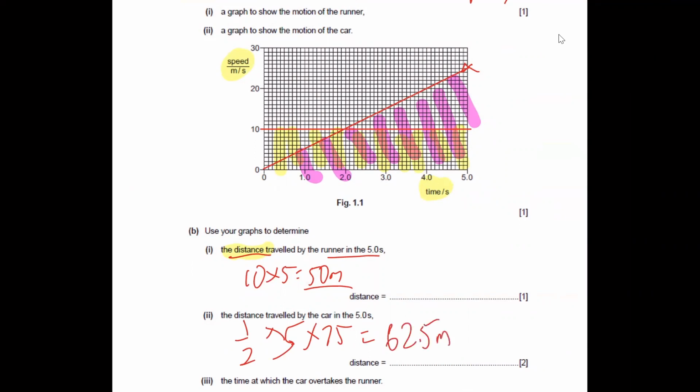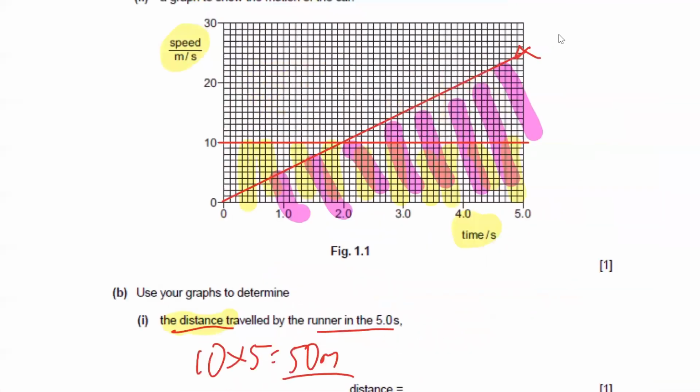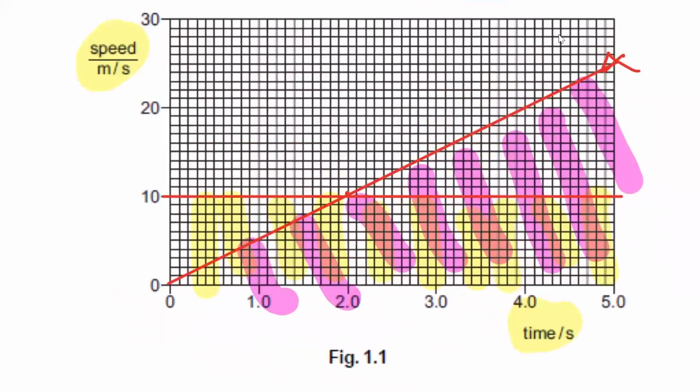Yeah, 62.5. Okay, then this part here, the time at which the car overtakes the runner. Most of you see this graph, and you see that, hey, this point is where the graphs cross, so they must be overtaking each other, right? But I want you to think about it. In order for anyone to overtake each other, let's say this is the starting point and this is the point where they overtake each other, they must travel the same distance at that moment, right? Can we say that?